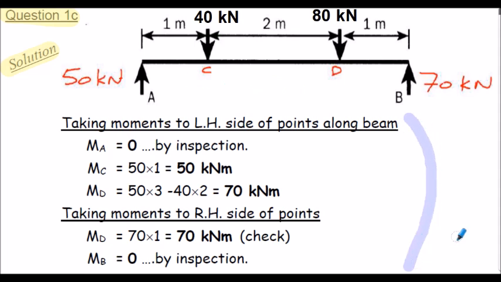We've calculated the bending moments along lengths of the beam. Just notice I considered bending moments to the left-hand side of the various points for MA, MC, and MD. I then considered bending moments to the right-hand side of the last 2 points here. MD, I just did this as a check. You can see the bending moment is the same whether you consider bending moments to the left or the right of the point. And also MB.